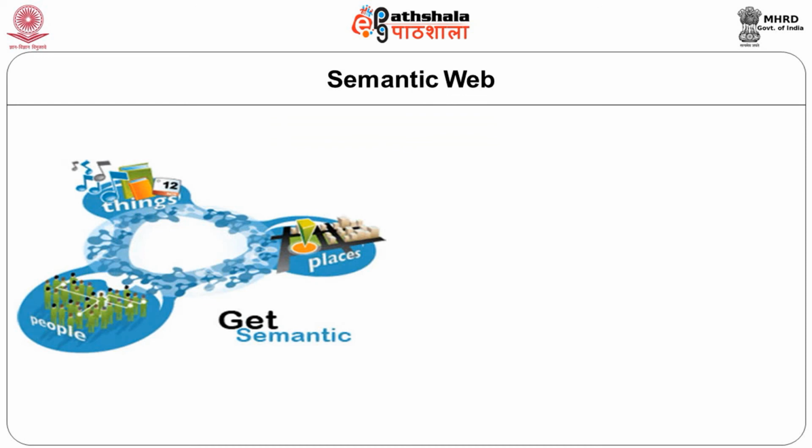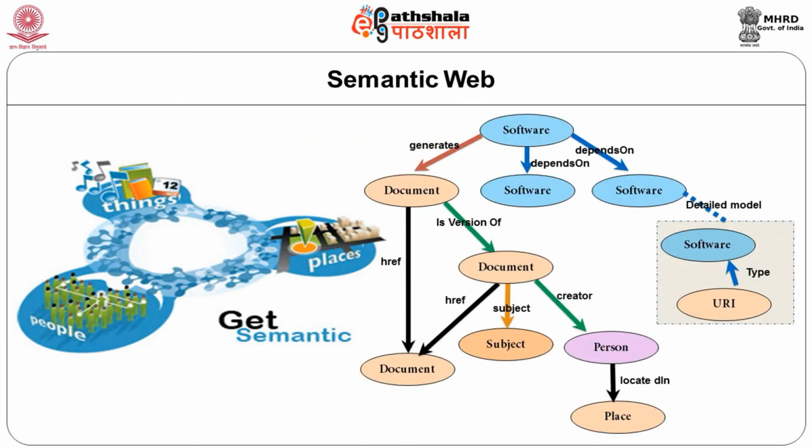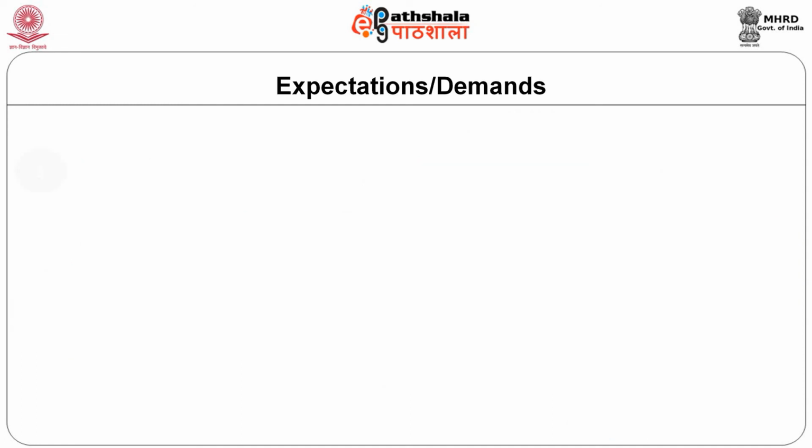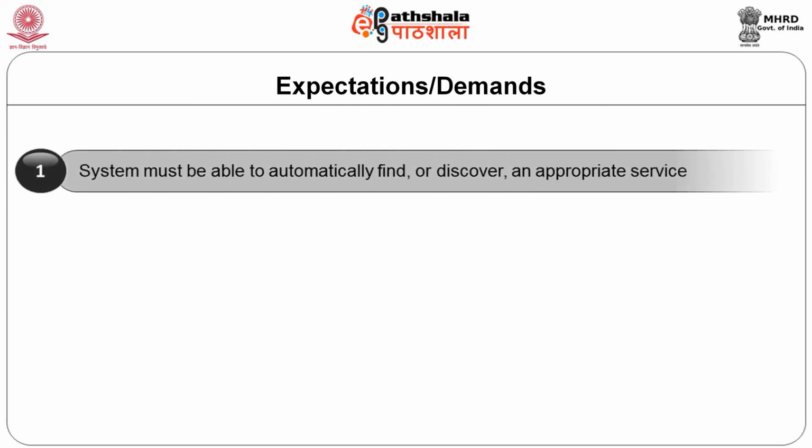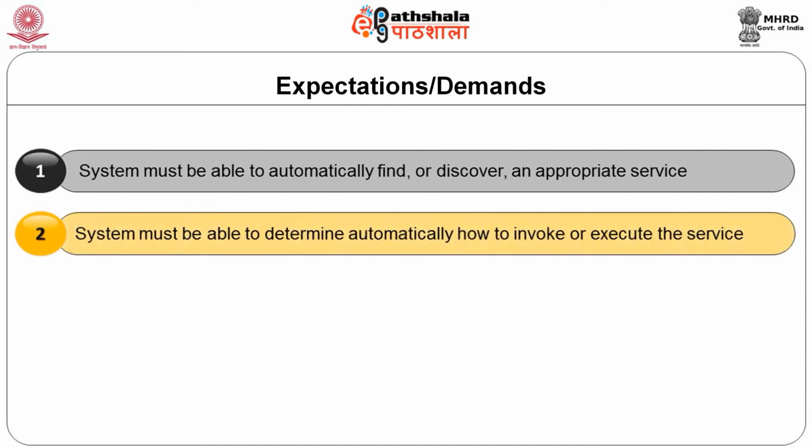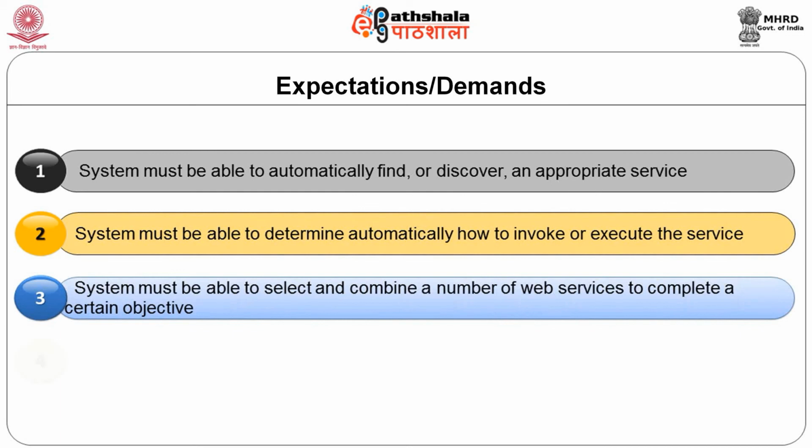So according to him, it is a vision of the next generation web which enables web applications to automatically collect web documents from diverse sources, integrate and process information, and interoperate with other applications in order to execute sophisticated tasks for humans. Expectations and demands: what we expect from the semantic web are the techniques or technologies. The system must be able to automatically find or discover an appropriate service. It must be able to determine automatically how to invoke or execute the service. It must be able to select and combine a number of web services to complete a certain objective.